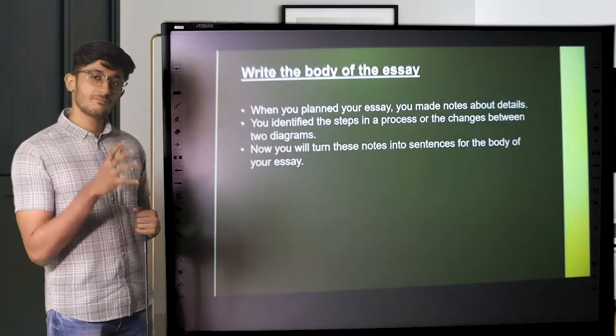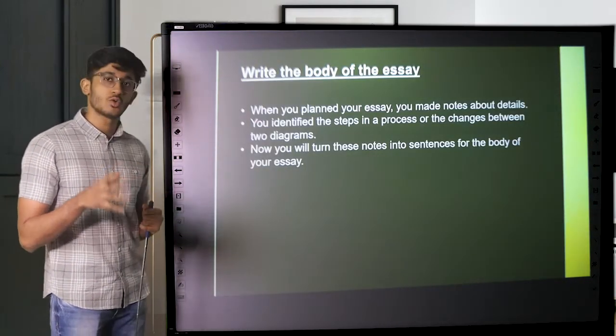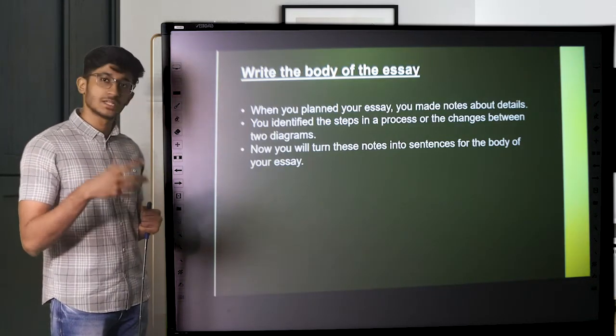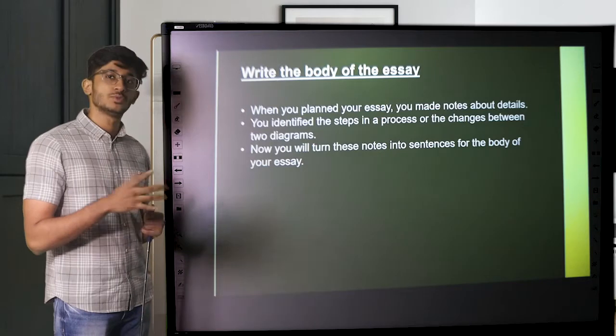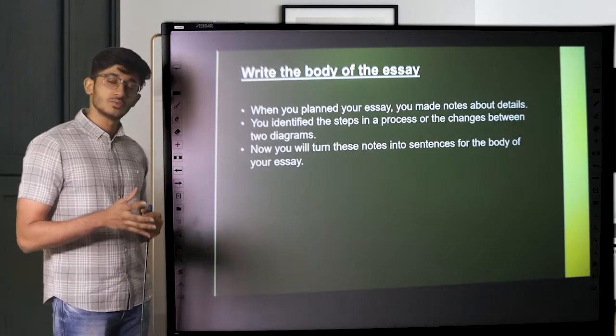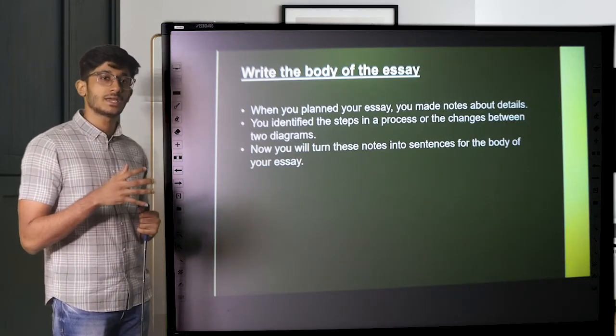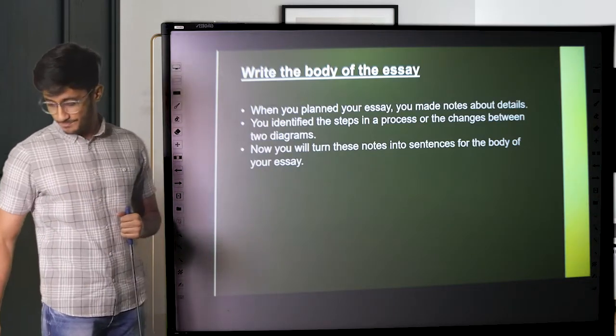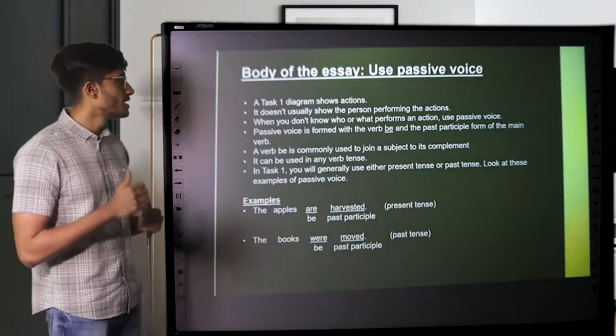When you have planned your essay and you have made notes about details, remember, you have identified the steps in a process or the changes between two diagrams. So now you will turn those notes that you have made in the planning section into the body of your essay. So how do you do that?